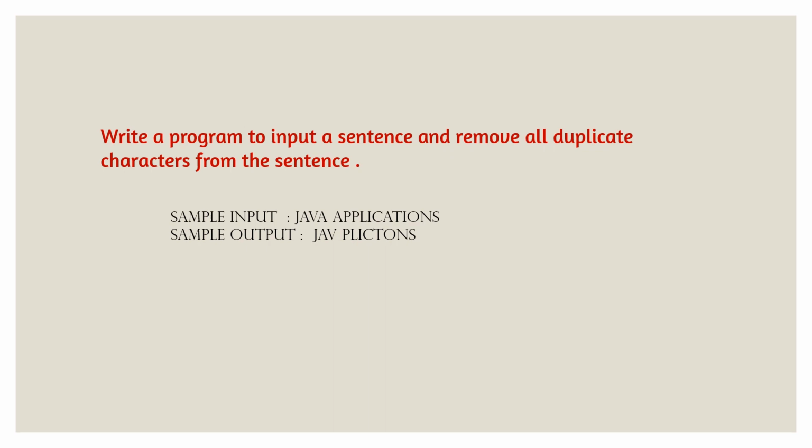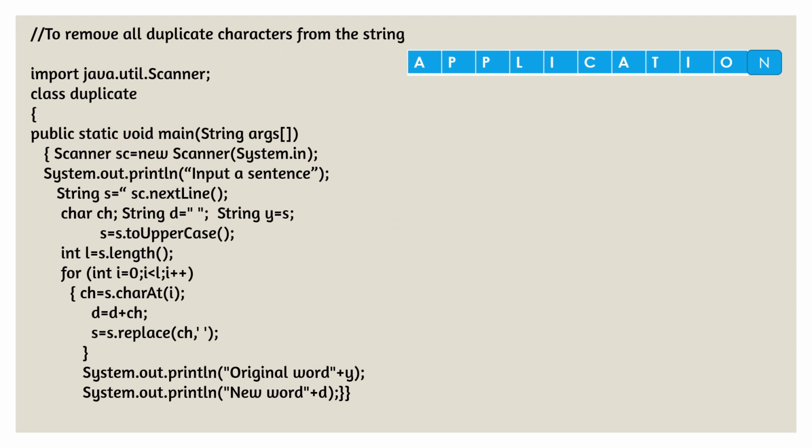Now we can discuss one question which is commonly asked by students. Write a program to input a sentence and remove all duplicate characters from the sentence. For example, if you input Java application, the output will be JAVPLICTONS, where no characters are repeating. So we can see how the program works.